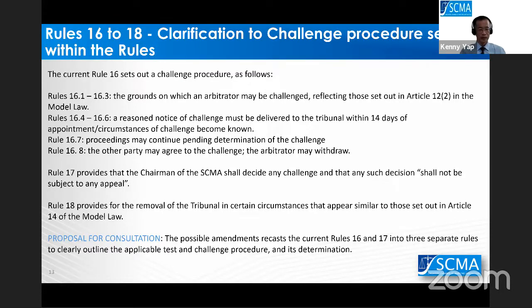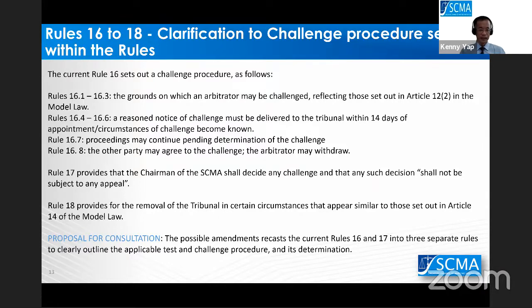Rules 16.4 to 16.6 provide for a notice of challenge to be delivered to the tribunal, the time of delivery of the notice of challenge, and the requirement for the notice of challenge to contain the reasons. 16.7 currently provides for proceedings to continue during the period of the challenge, and 16.8 deals with the situation where the parties agree to the challenge or the arbitrator voluntarily withdraws as a result of the challenge. If the other party does not agree to the challenge or there's no voluntary withdrawal, then Rule 17 provides for the chairman of the SCMA to decide on any such challenge, and his decision shall not be subject to any appeal. And currently Rule 18 provides for the removal of the tribunal by the court in certain circumstances similar to those set out in Article 14 of the Model Law.